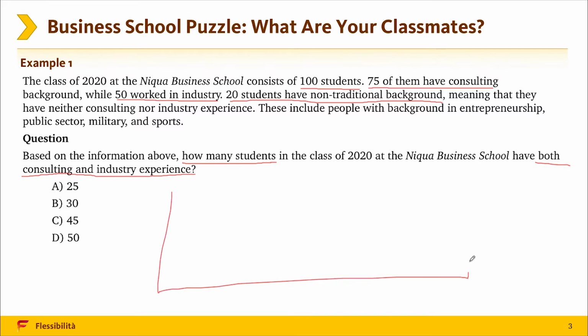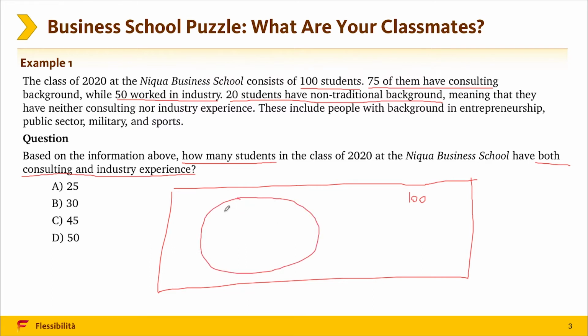Let's draw it here. The total number of students is 100. Those with consulting background, 75 people. Those with industry background, 50 people. Those without consulting and industry background, I write it here, 20 people. Then the union of these sets, people who have either consulting or industry background, is 80 people.